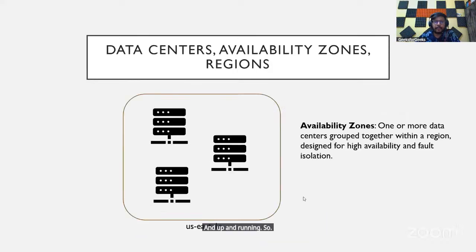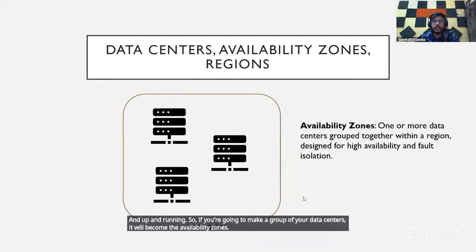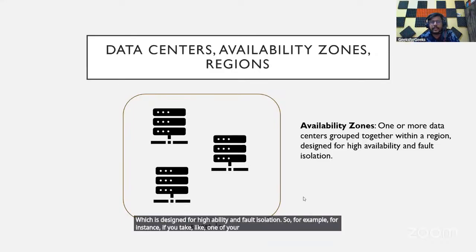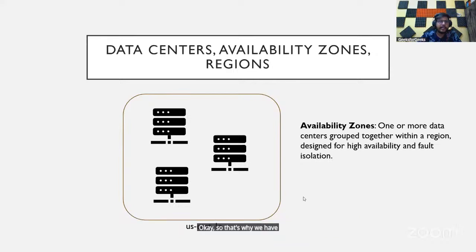If you make a group of your data centers, it becomes an availability zone. One or more data centers grouped together within a region is known as an availability zone, which is designed for high availability and fault isolation. For instance, if one of your data centers collapses or some mishap happens, in that case you've got other data centers to take care of it. That's why we have availability zones. They are well connected to each other.